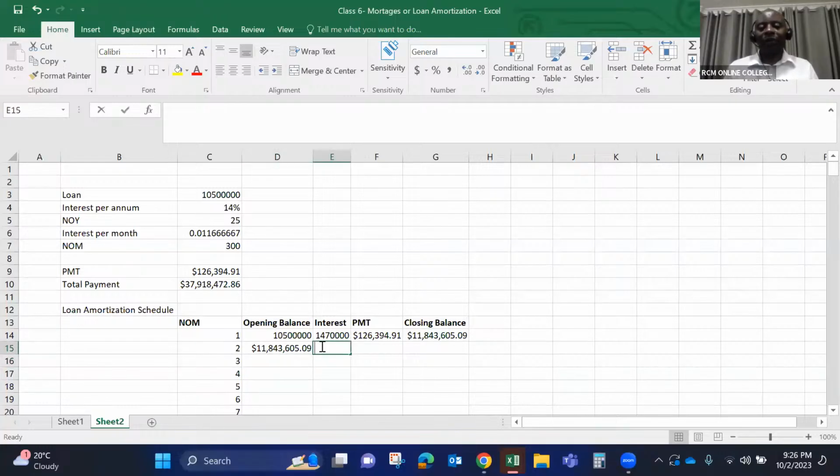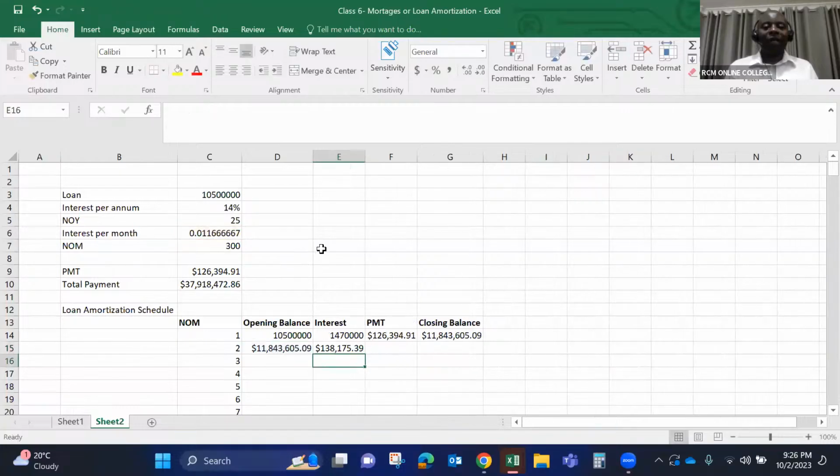Equals, pick the opening balance. Opening balance times the rate per month. Rate per month. Lock it up. F4. You press F4. Okay. Go to payment. Equals. Pick that payment. Great. Lock it. Great. So go to the closing. Equals opening plus interest.